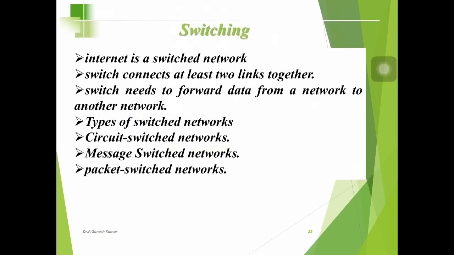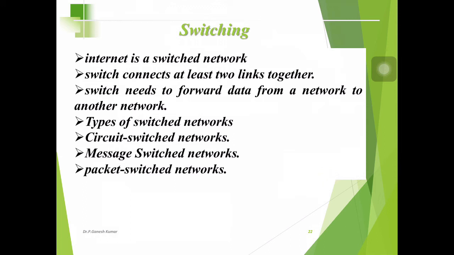Next, we have said switched network, switched WAN network. So what do we mean by switching? Now the internet, with a small i, is a switched network. It is called a switched network. So what is the purpose of the switches? A switch is going to connect at least two links together. Each link may be connected to at least one LAN network. So a switch needs to forward the data from one network to another network. Now we are talking about WAN network concepts. The switch's responsibility is to forward the data that comes from its connected LAN network.